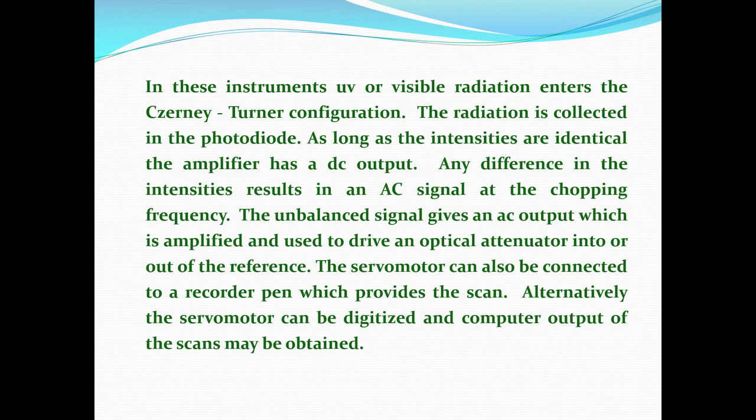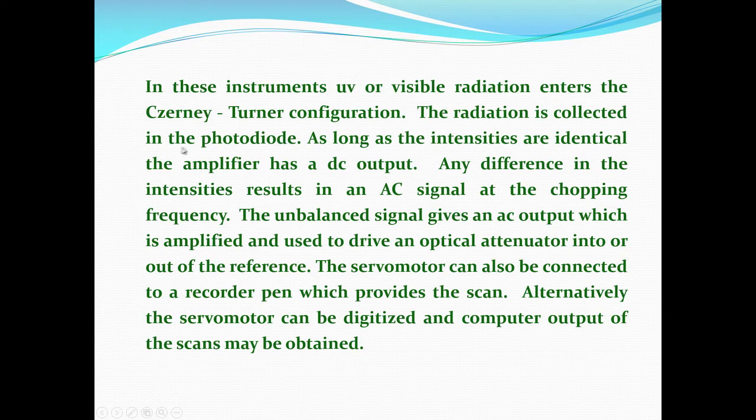So, in these instruments UV or visible radiation enters the Czerny-Turner configuration. 99% of the instruments which are coming in the market, high end equipments, use the Czerny-Turner configuration, which we have already discussed earlier. The radiation is collected in the photodiode. Now, even photomultiplier tubes are not so convenient.